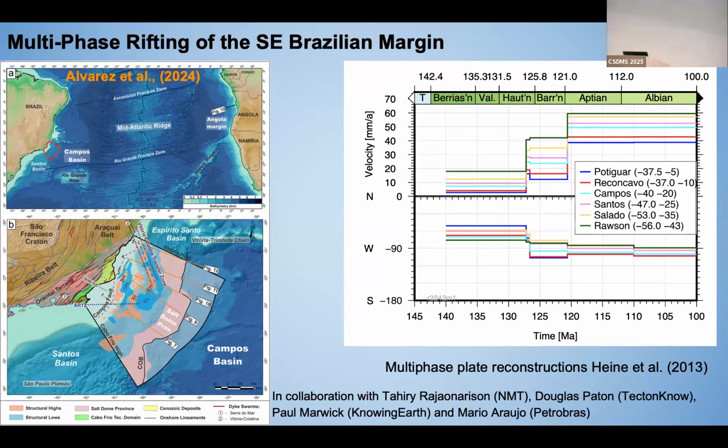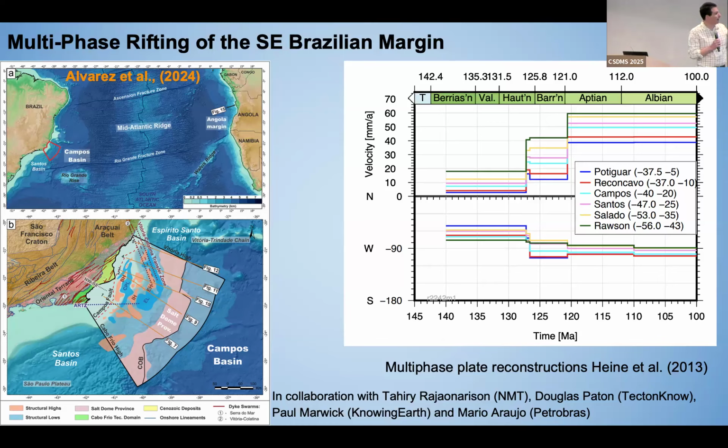What's interesting in this area, where we're focusing on the Santos, Campos, and Pelotas basins to the farther south, is that the structure of these basins is tightly tied to the architecture of the belts which formed during the formation of Gondwana. So the architecture of the rifted margin is strongly controlled by the shape of the pre-rift structure. The other interesting thing is that you have multiple phases of deformation.